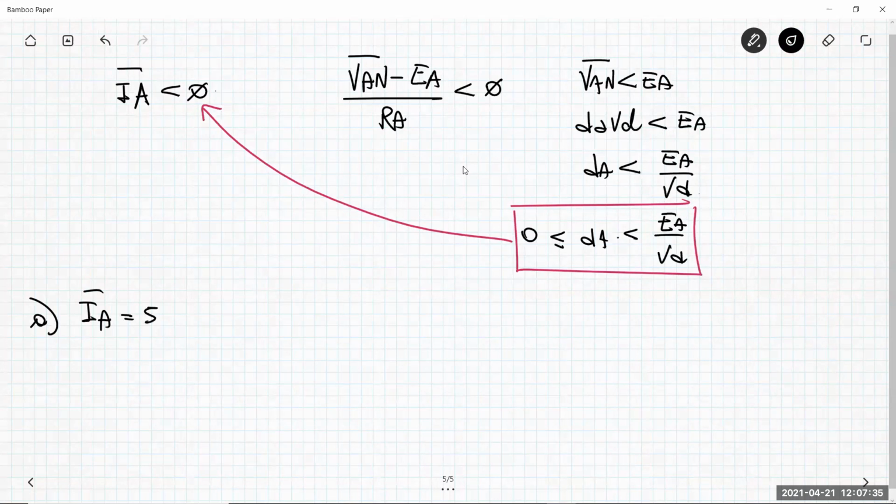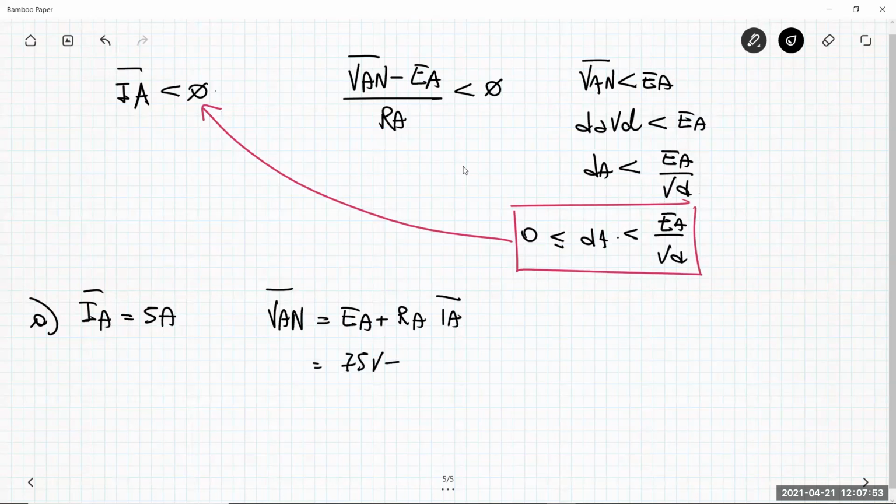So according to our exercise, in the first situation, in the A case, the current is 5 amp. And according to our previous circuits for DC quantities, VAN is EA plus RA IA. I have that EA is 75 volt, RA is 0.5 multiplied by 5 amp. And so this gives you 77.5 volt, which answers the first question. The voltage averaged at the node AN is 77.5 volt.